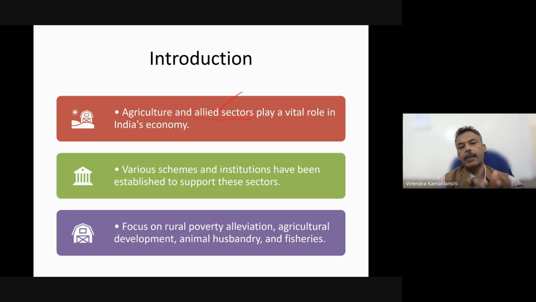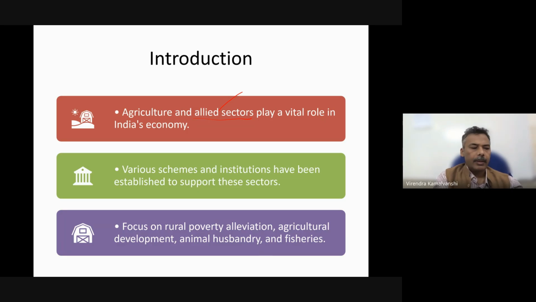The industrial sector could not take that important position in India, but I think the service sector started playing its important role. If we need more industrial development, then various schemes and institutions have been established to support these sectors. In agriculture, we want this industry, what we call agribusiness, to come out and improve, because it will help us in many ways, like improving the income of people living in rural areas.